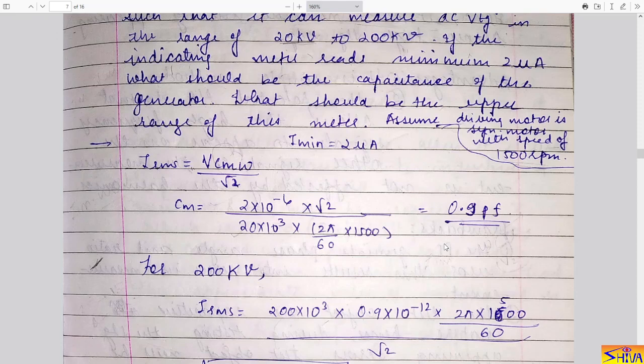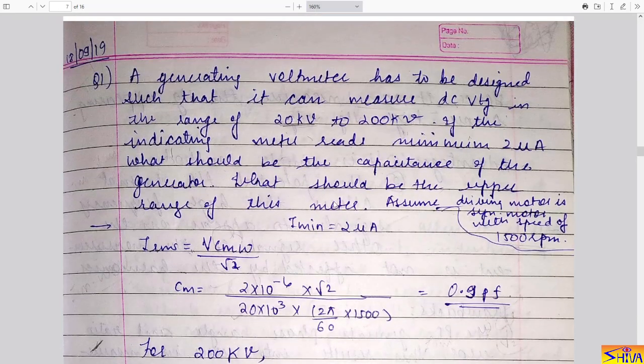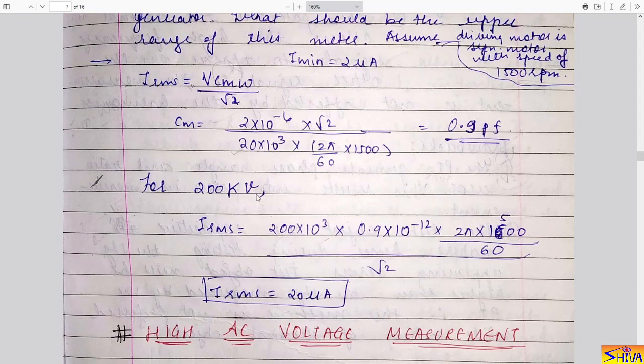So we have to arrange the electrode in such a way that maximum capacitance is 0.9 picofarad. Capacitance is varying sinusoidally, so maximum value of capacitance should be 0.9 picofarad. Now second part is what should be the upper range of this meter for measuring 200 kV of the voltage. So here voltage is 200 kV. We already decided the capacitance.